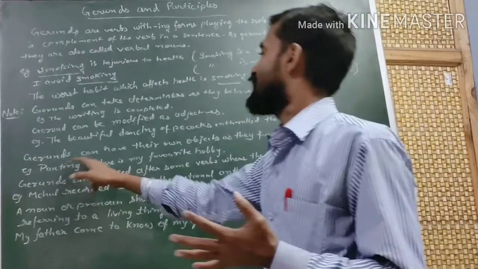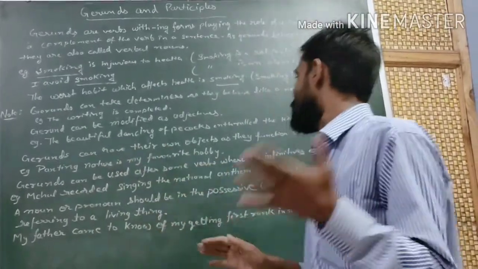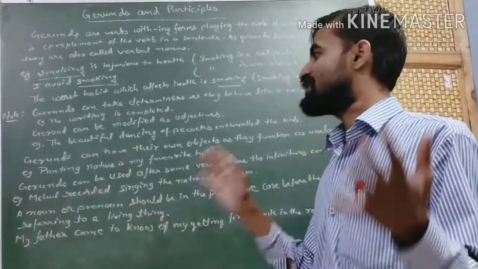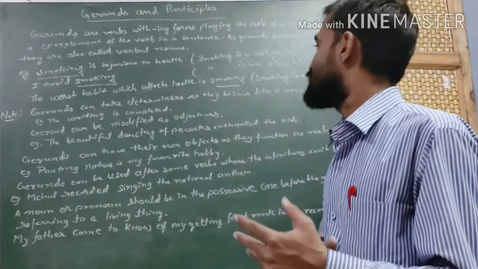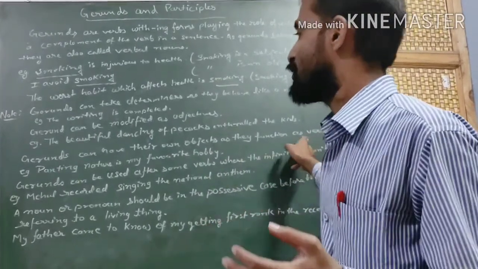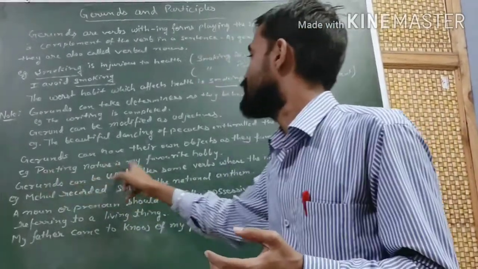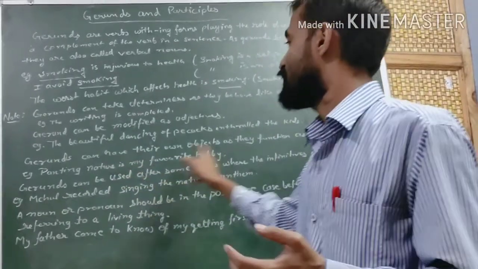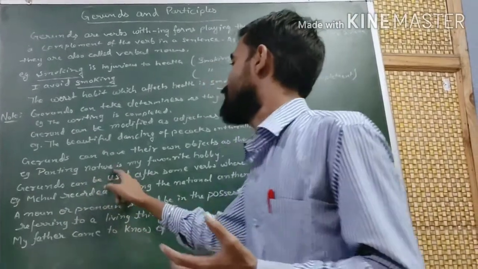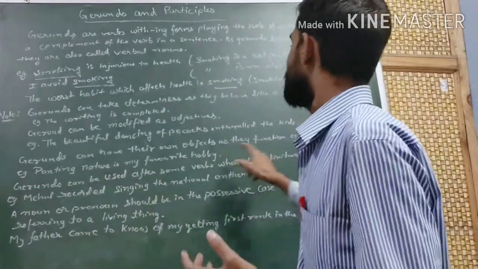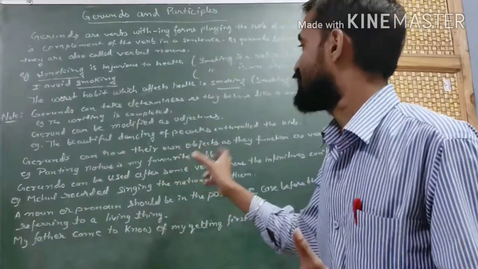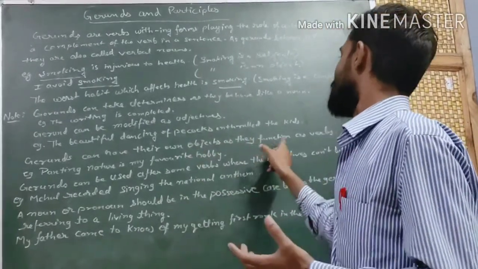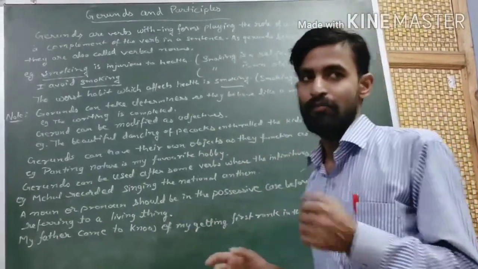Now, gerunds can have their own objects as they function as a verb. Painting nature is my favorite hobby. Here, painting nature is acting as a subject, and the gerund can function as a verb with its own object.